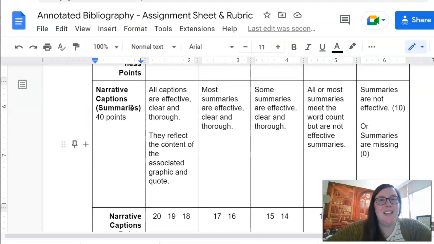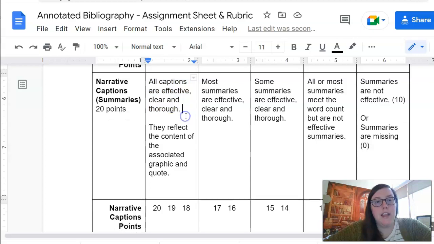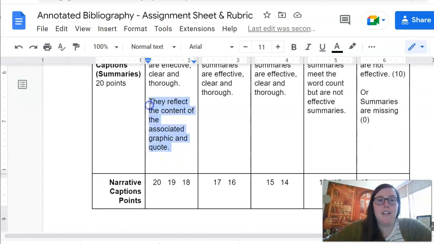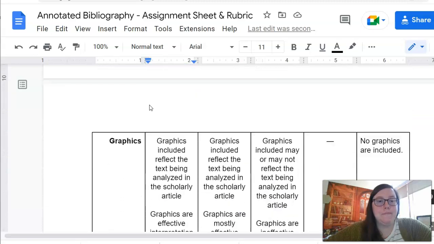So there is a section here on appropriateness of research. Then I'm grading each segment of what I'm looking for separately. First I'm going to take a look at your narrative captions or your summaries. I want to make sure that all of them are effective, clear, and thorough. If it looks like you didn't really read and understand your scholarly article, I'm going to take a look at that. I also want to make sure the summaries reflect the quotes that you use and the graphics that you associate them with. That's going to be important in having a unified graphic bibliography.